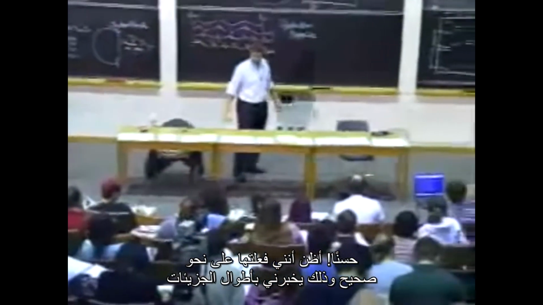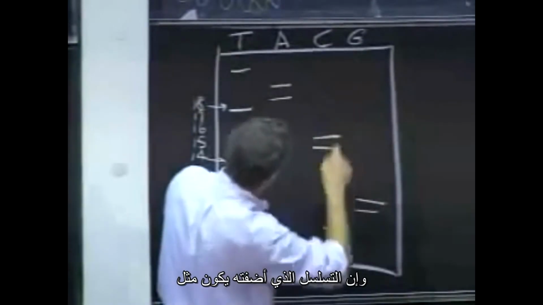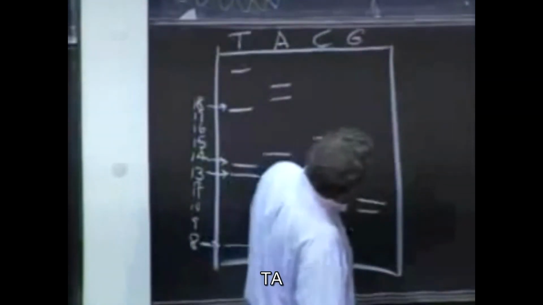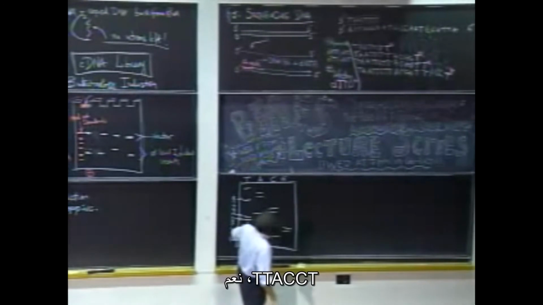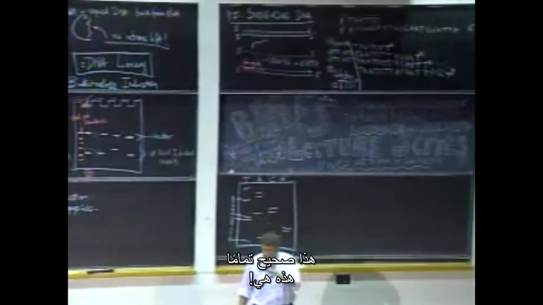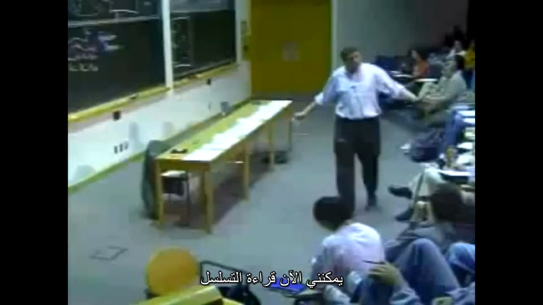That tells me the lengths of the molecules. So I can read off its sequence. The sequence of that molecule ought to be, starting over there, the sequence of what I've added in, ought to be something like T, A, let's see, T, A, C, G, G, T, T, A, C, C, T. Yep, it worked. It's exactly right. Bingo. I can now read the sequence.